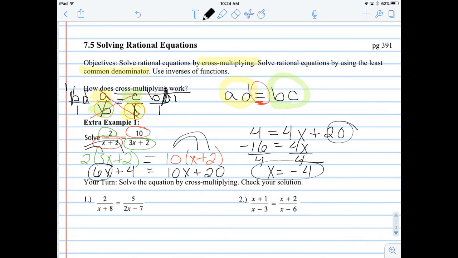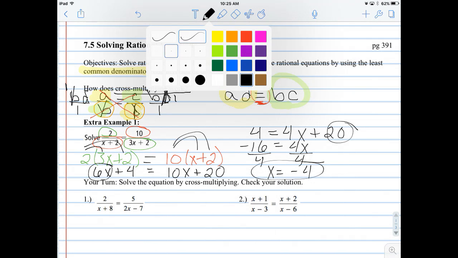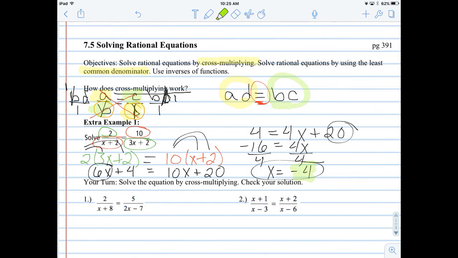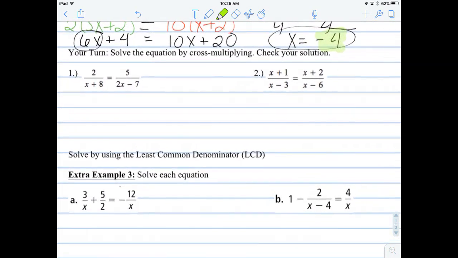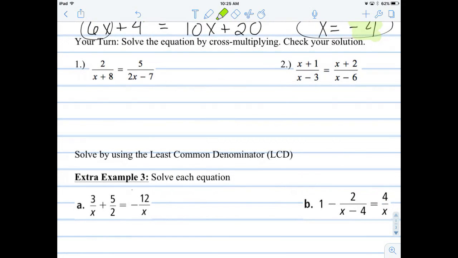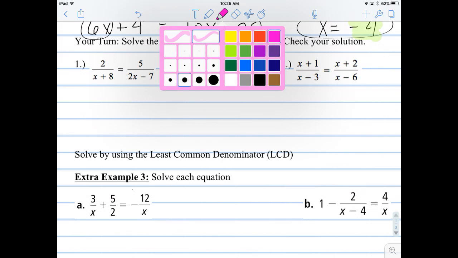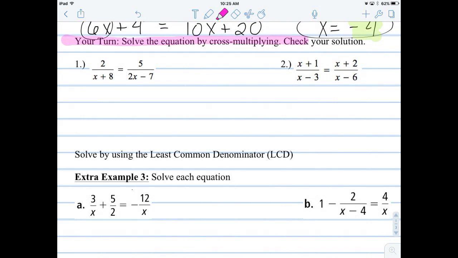Again, I can come in and substitute this negative 4 back inside this equation for the x's, that x and that x. Substitute that back up into there, and the two fractions will be equal. Now if you look down here, there are two problems that say your turn. I want you to do these. Solve the equation by cross multiplying, and then very quickly check your solution in your calculator to make sure that it works. Pause the video and do those two.